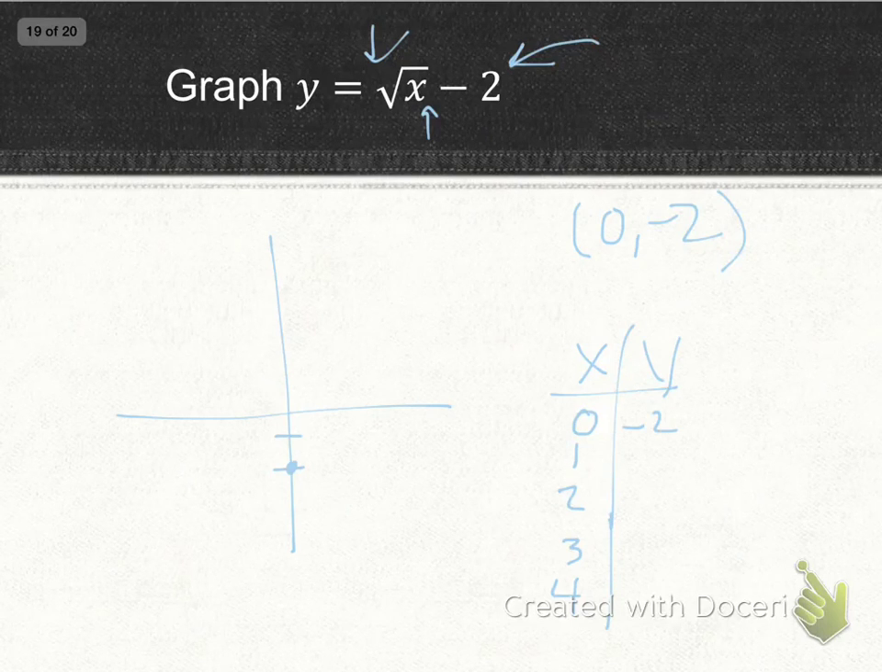0, I got -2, 1, I got -1, 2, -0.6. I'm going to scroll down. 3, I got -0.3 basically, and then 4, 0. So I got 0, -2, which I already got from my hk value, 1, -1, 2, -0.6, 3 is a little bit closer to that, and then 4, 0. So it should look something like that. So it's my original graph shifted down 2.